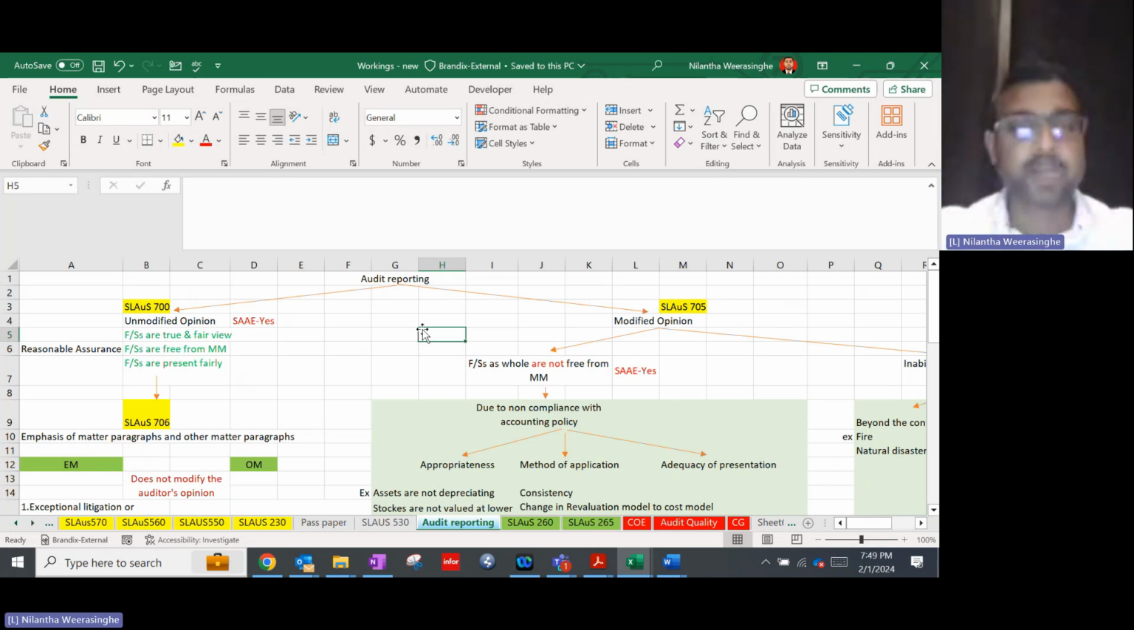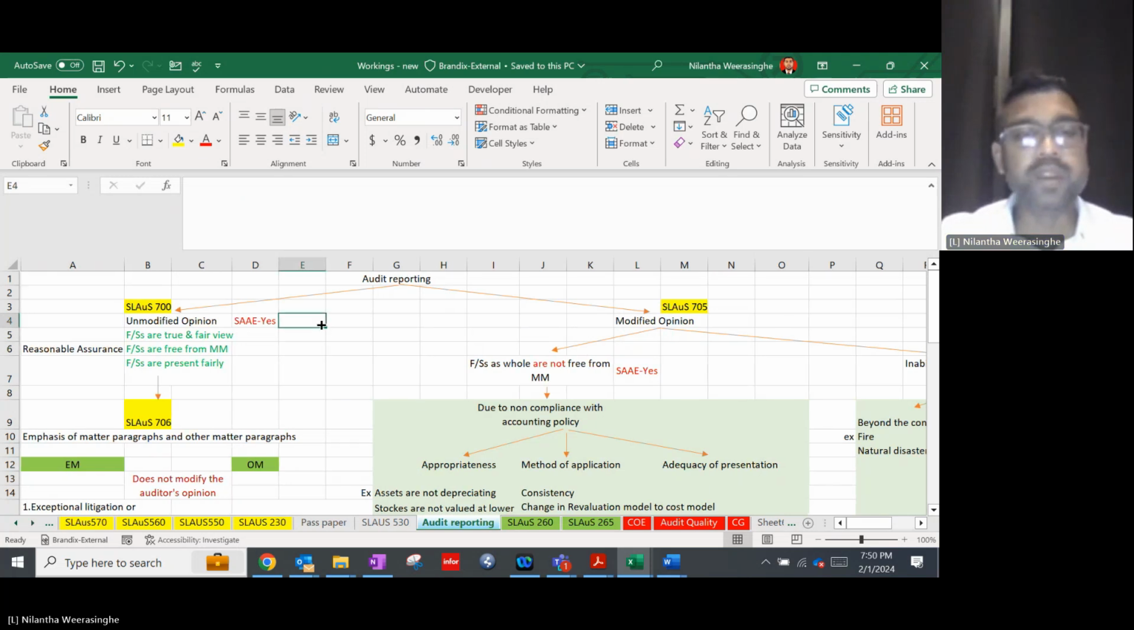Okay, let me start. There are 4 standards. Basically, no more than 4 standards are there, but here I'm primarily focusing on 4 standards. Number 1, SLSA 700, which is unmodified opinion. This standard explains how we deliver an unmodified audit opinion. So if SLSA 700 is for unmodified opinion, there should be another opinion, another audit report, for what? Modified opinion, right? Unmodified, and the other one is modified opinion. Modified opinion is SLSA 705. 700 is for unmodified opinion, 705 is for modified opinion. Most of the questions are from this modified opinion standard, SLSA 705.